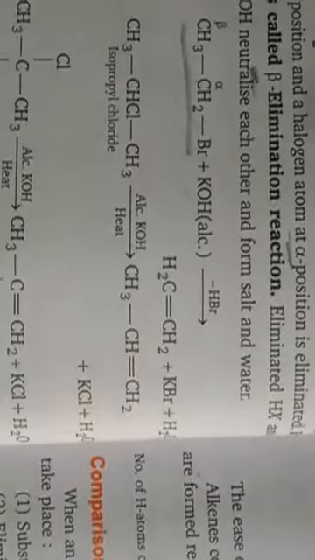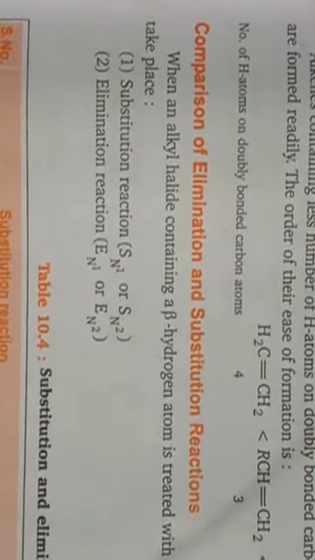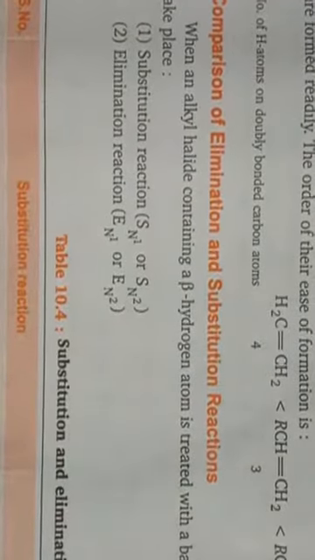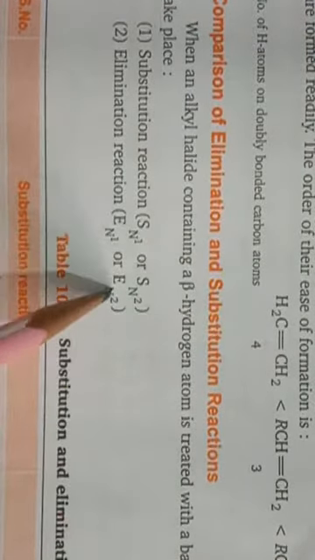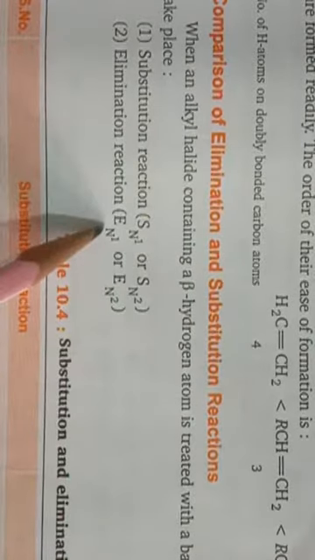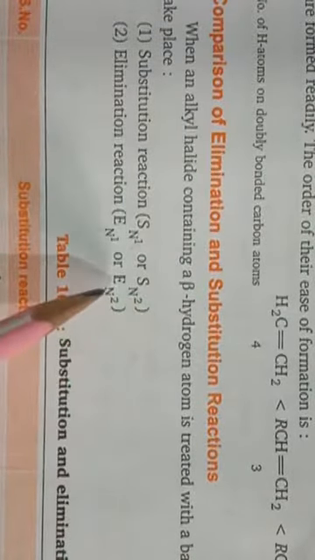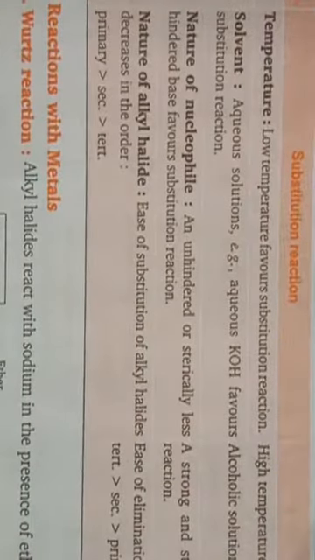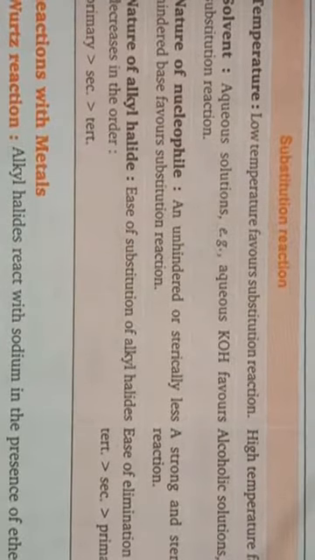Okay children, then the next heading: comparison of elimination and substitution reactions. Substitution reactions are of two types and elimination reactions are also of two types: SN1, E1, SN1 being first order substitution and E1 first order elimination, and second order substitution SN2, second order elimination E2. Okay, so on the basis of the points given here you can differentiate between elimination and substitution reactions.